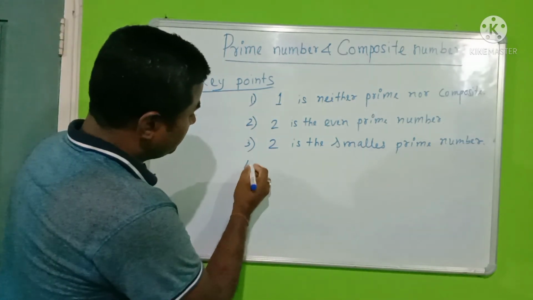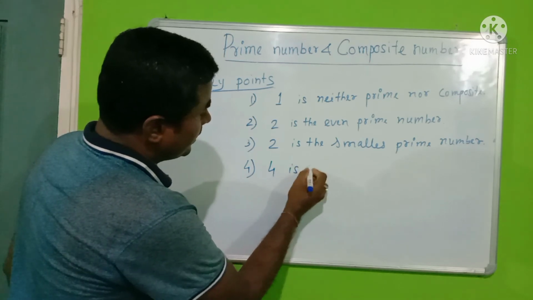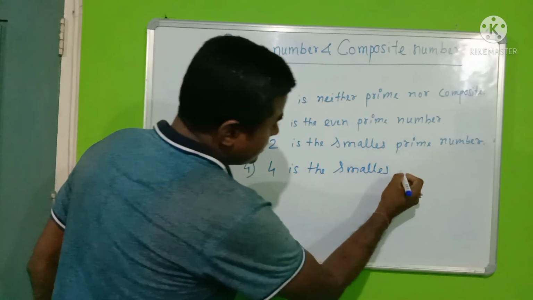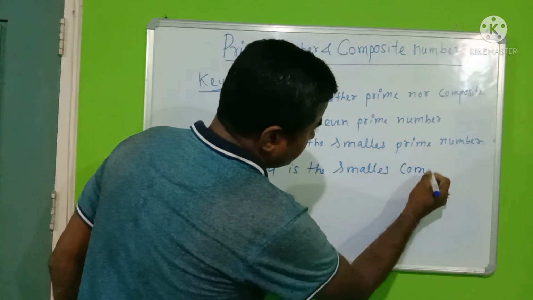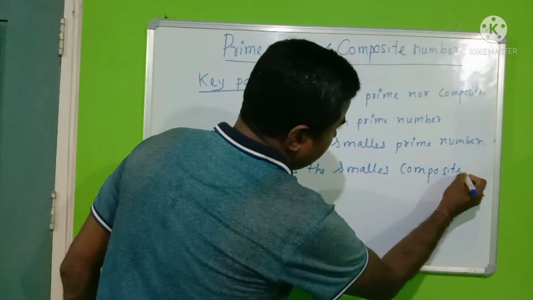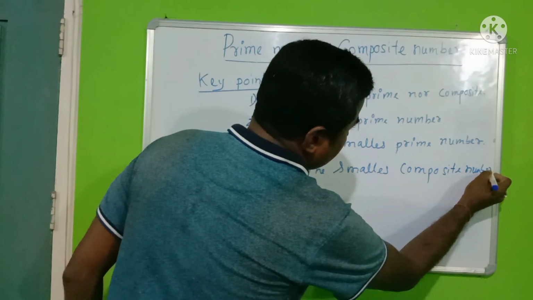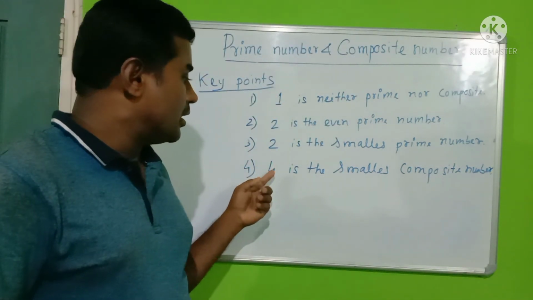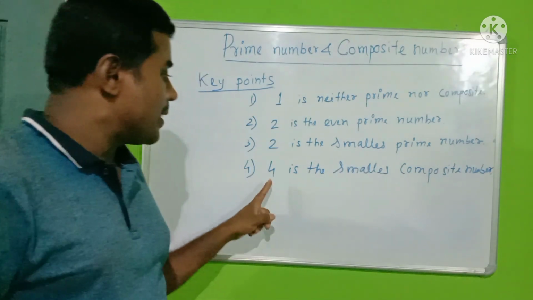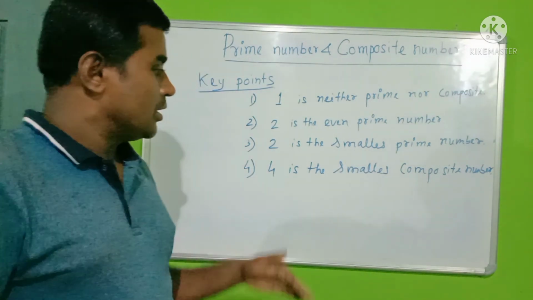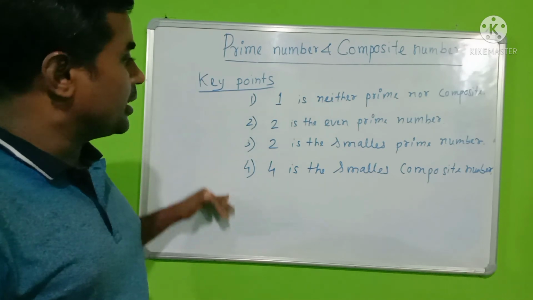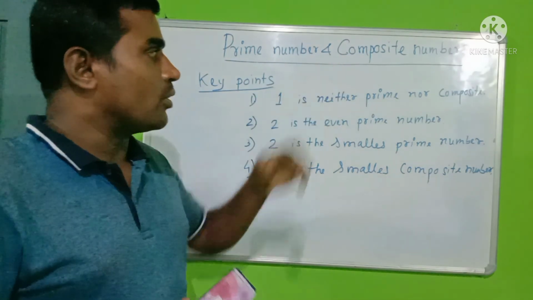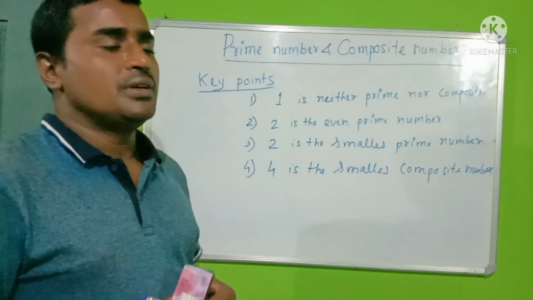Next, number 4. 4 is the smallest composite number. Like the smallest prime number, 4 is the smallest composite number. So student, these are the very important key points. Please remember them, so that the idea about prime numbers and composite numbers becomes very strong.